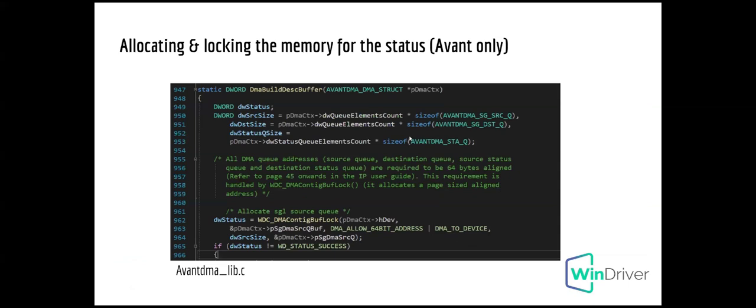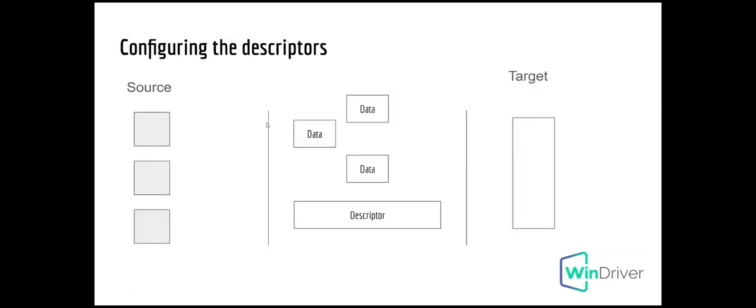In Avant, we need to allocate and lock another entity for the status. So here it happens as well. We're using the WDC DMA config buff lock in order to lock the source and destination status. So now we have these buffers. They don't have names yet, and they don't have a purpose yet, not data and not descriptor. These are just locked memory buffers. In order to give them their purpose, we need to configure them.